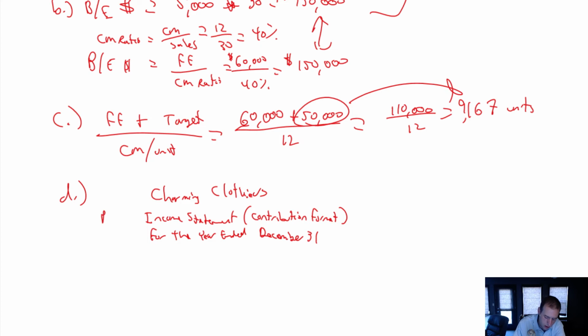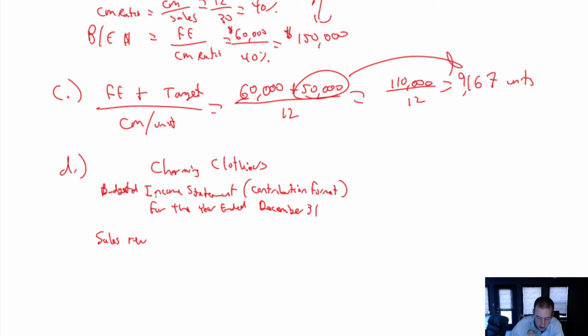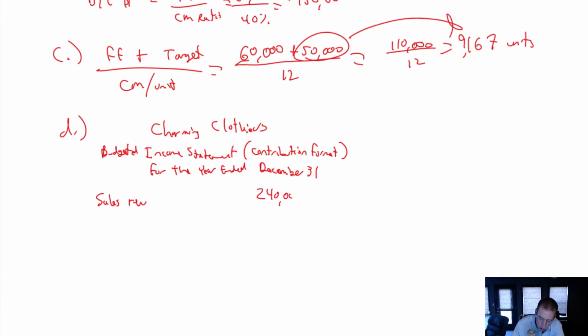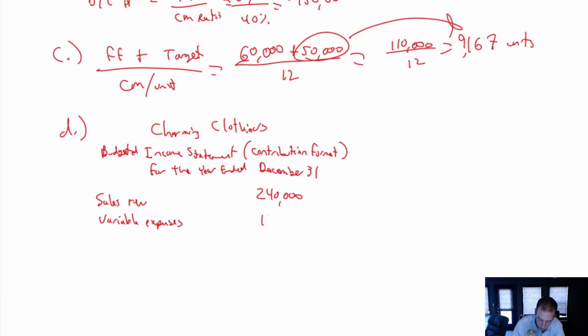And we should note that this is a budgeted income statement, right? This is not an actual income statement. So we start with our sales revenue, and our projected sales revenue is 240 grand. With a normal conventional income statement, we'll go sales minus cost of goods sold is gross profit minus our operating expenses and so on. Here we don't do that. We go sales minus variable expenses. This is what makes this a contribution format income statement.